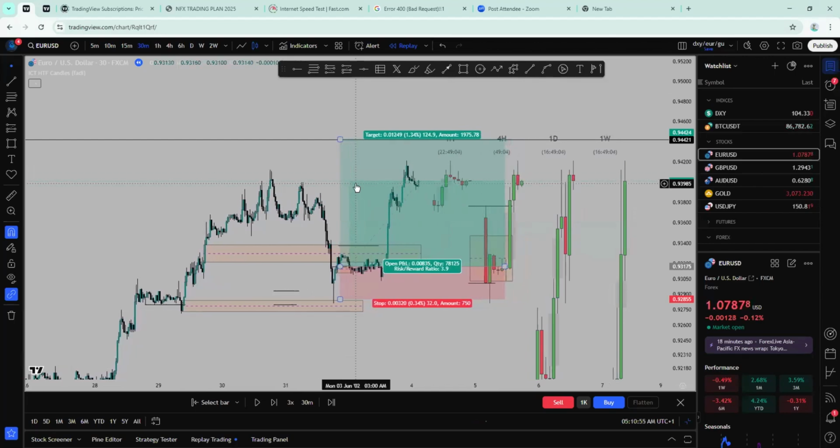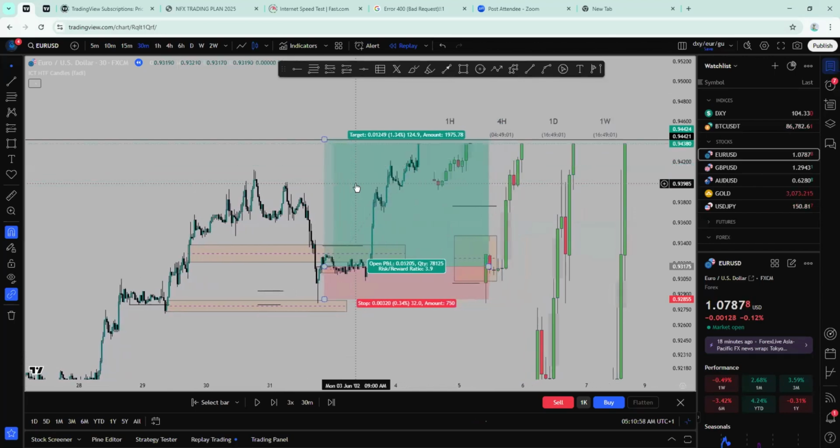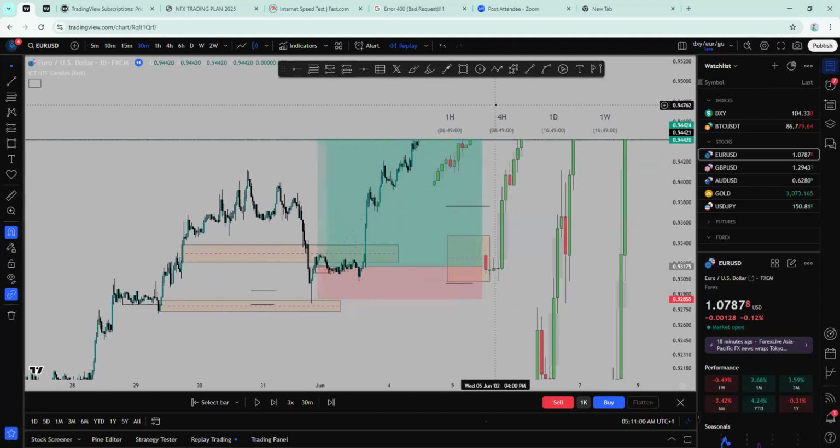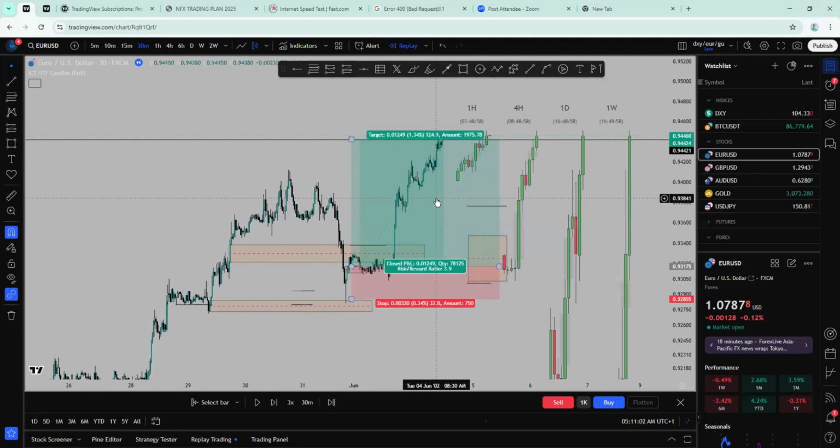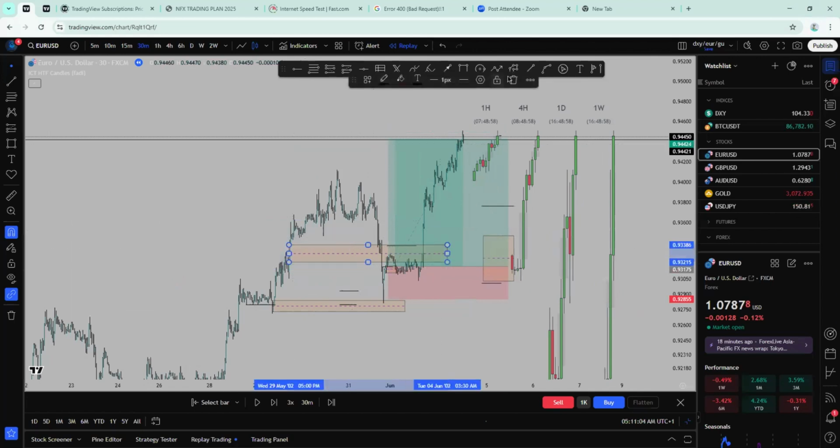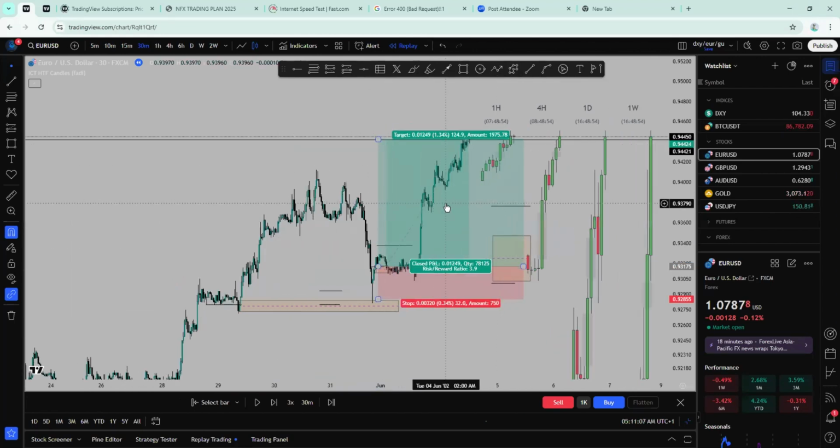Okay, let's see. Good. So price has hit our last target, and this one was 3.9. Guys, this trade is just making me happy.